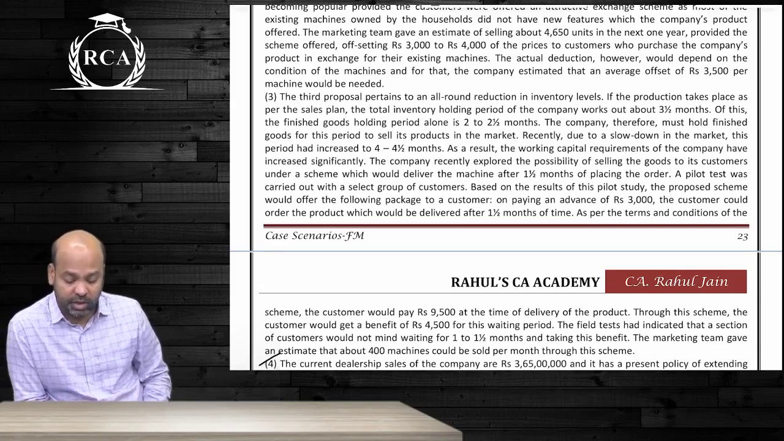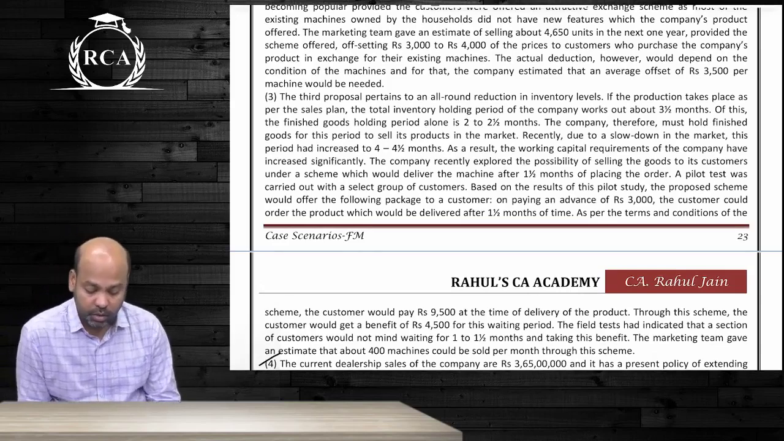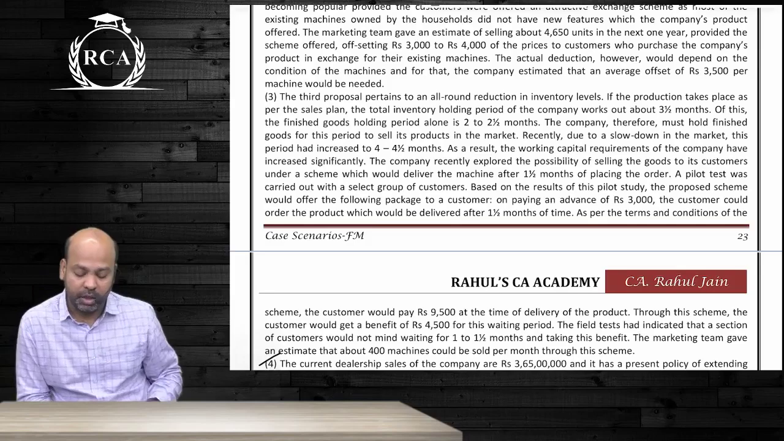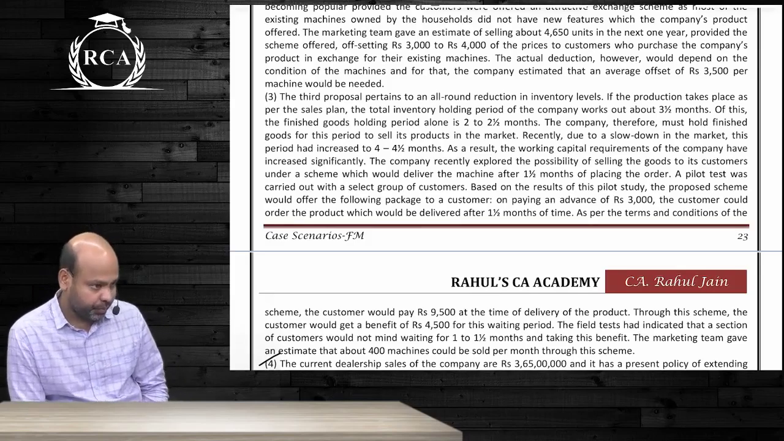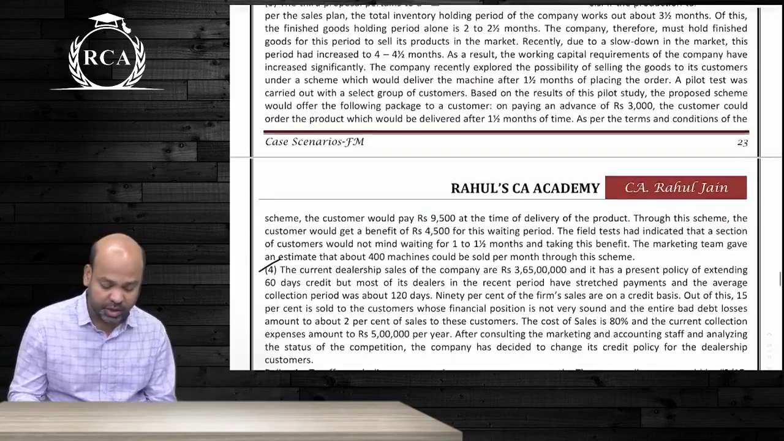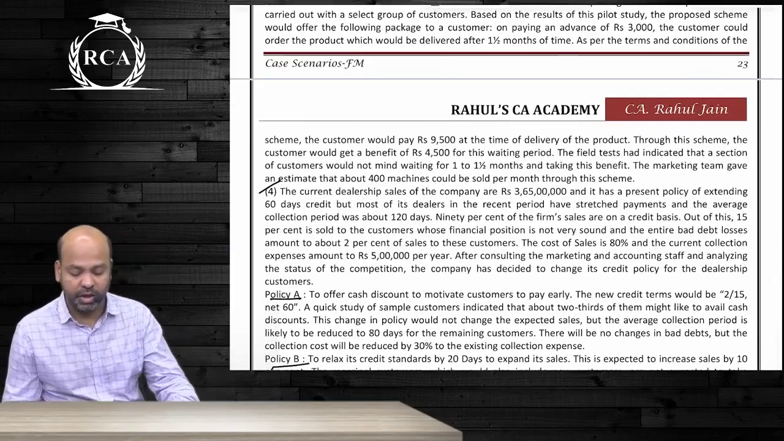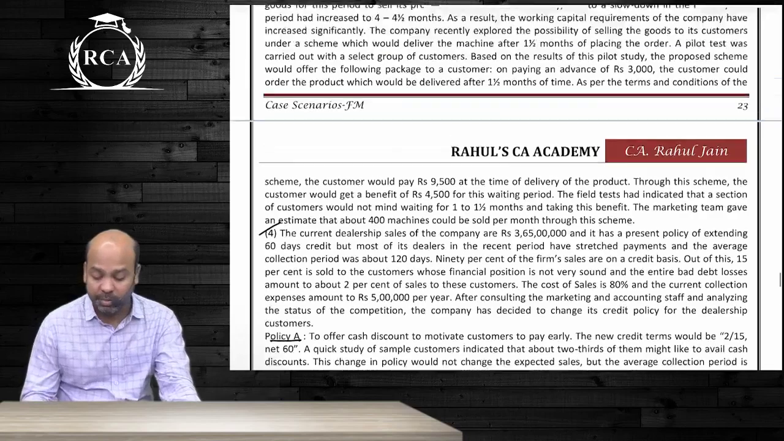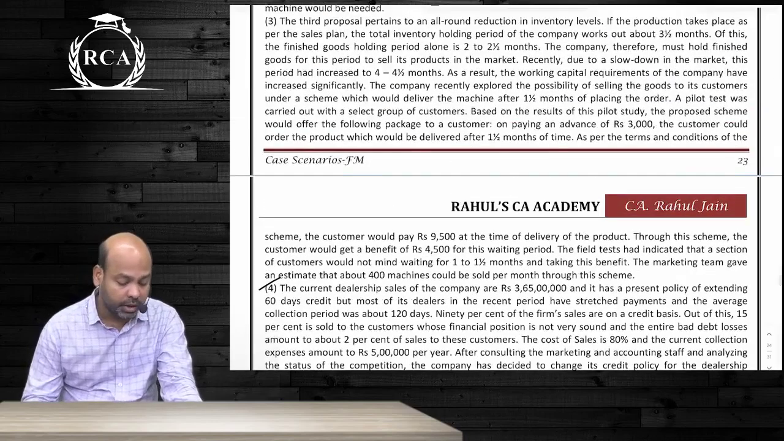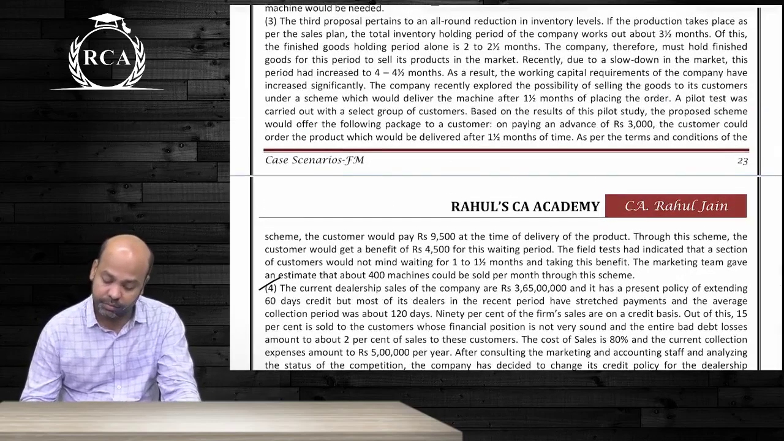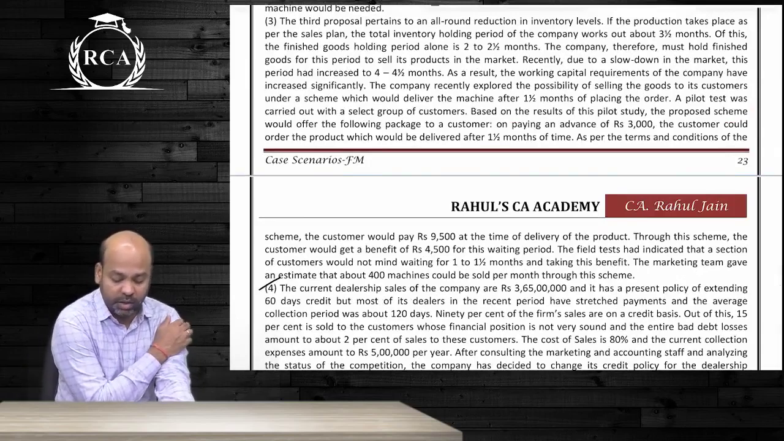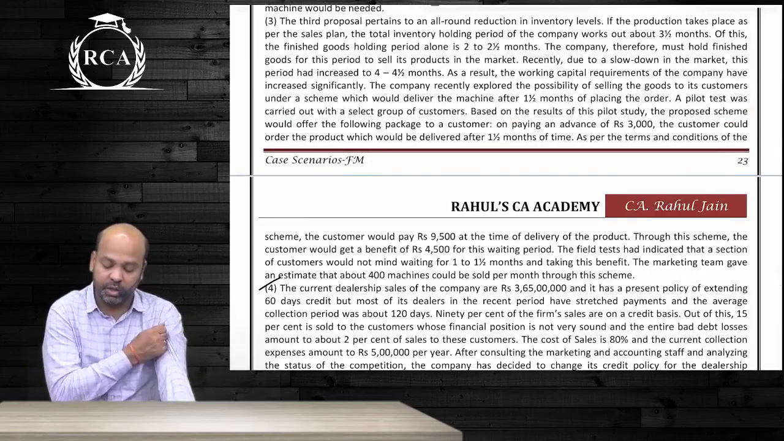You should pay an advance of 3,000 rupees now. The customer could order the product which would be delivered after 1.5 months of time. As per the terms and conditions of the scheme, the customer would pay 9,500 at the time of delivery of the product. How much was he paying earlier, guys? 3,000. How much is he paying now? Through this scheme, the customer would get a benefit of 4,500 for this waiting period.